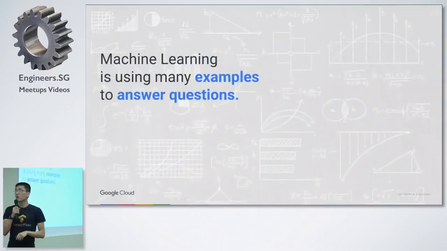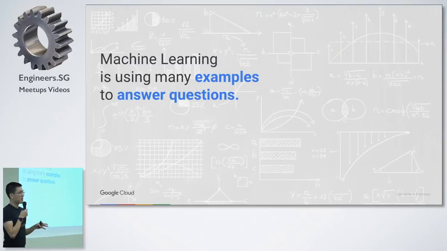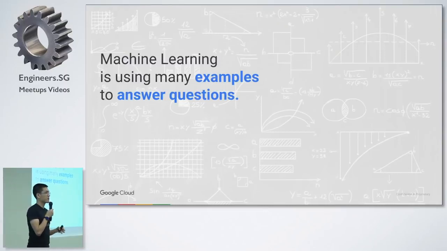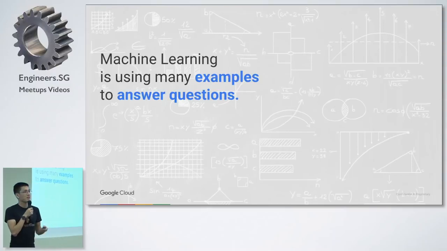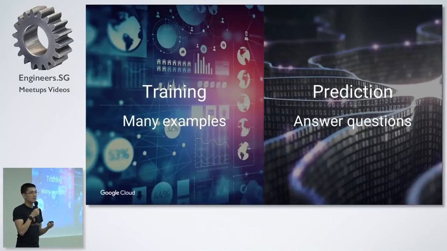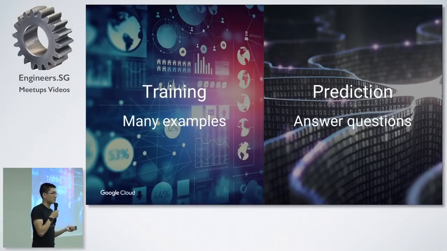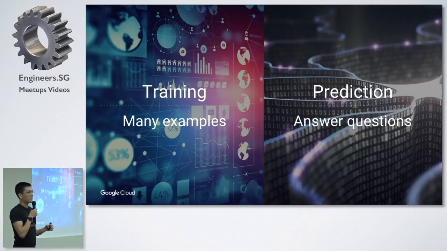Okay. So we've talked a lot about machine learning tonight already. My super short definition for machine learning is that it's just using many examples to answer questions. And you can split that up into 2 sides, right? Showing many examples and answering those questions. And broadly, those split into training and prediction.